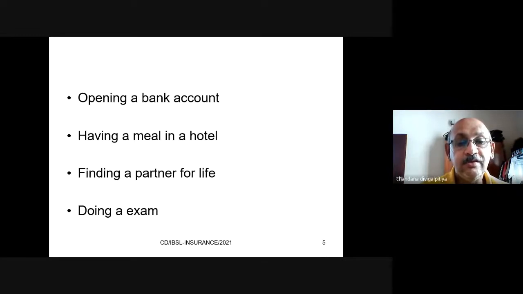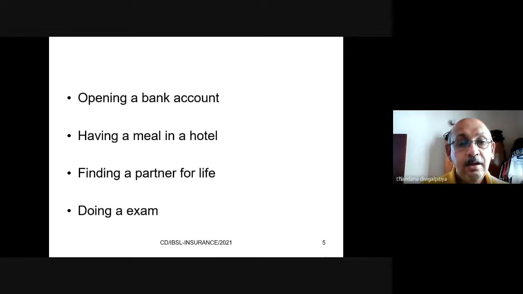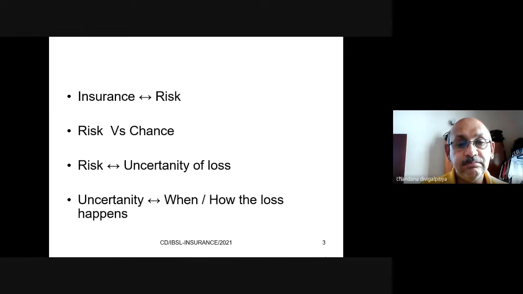Finding a partner for life. These are very common examples which give you an understanding of what it's all about. So insurance was a risk. I told you when there's a risk, there's insurance. Then there's insurance, there's a risk. And risk is a chance. Risk is basically there's a loss, but the issue is uncertainty.